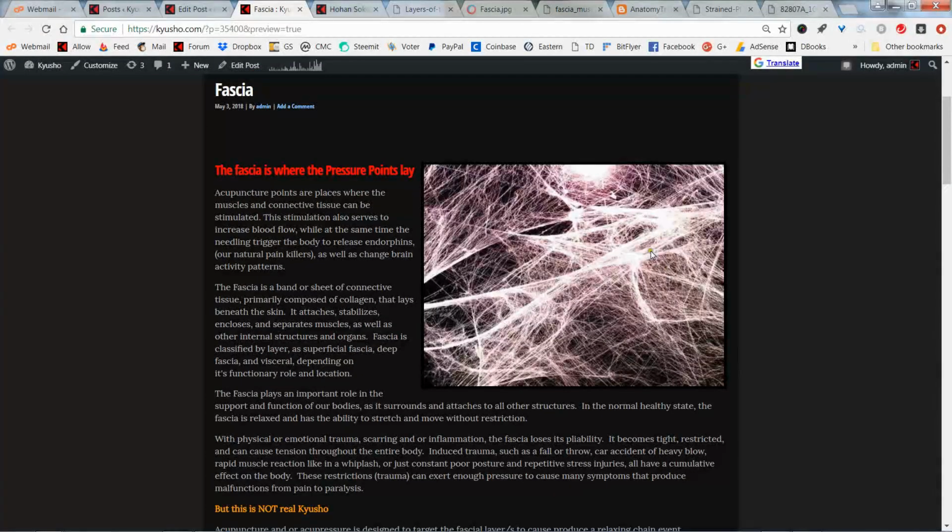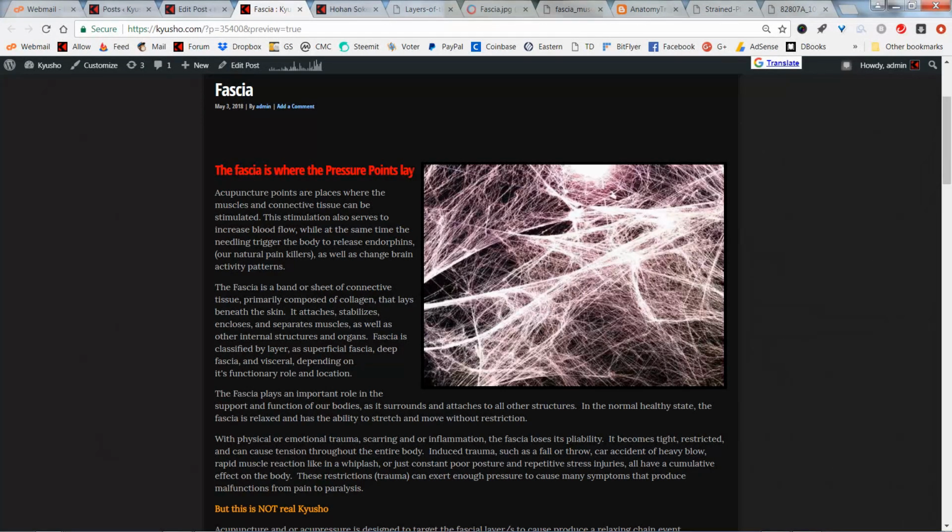This is Evan Pantazi. Today we're going to cover the fascia, okay? And this is a deeper anatomical structure, and it's exactly what acupuncture and pressure points do. The fascia is where the pressure points lay.